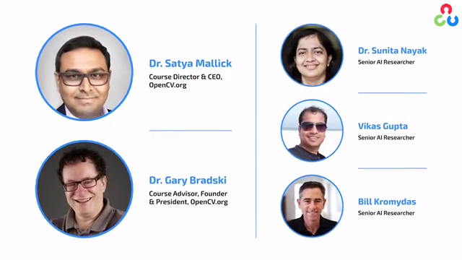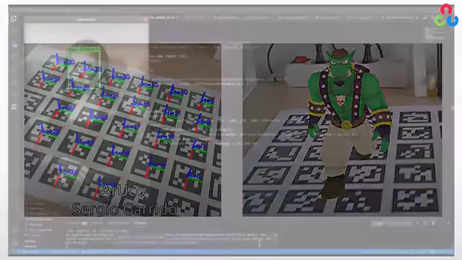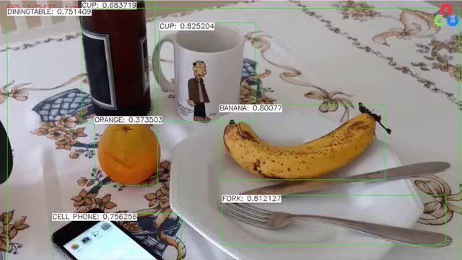The course is created by a team of experts, including Dr. Gary Bradsky and myself. In this course, you will learn about various topics of practical importance and build real-world applications without drowning in mathematical details. OpenCV is the most comprehensive computer vision library in the world, with algorithms for image processing, augmented reality, machine learning, and deep learning inference.